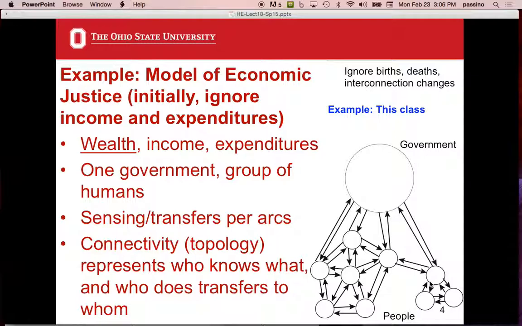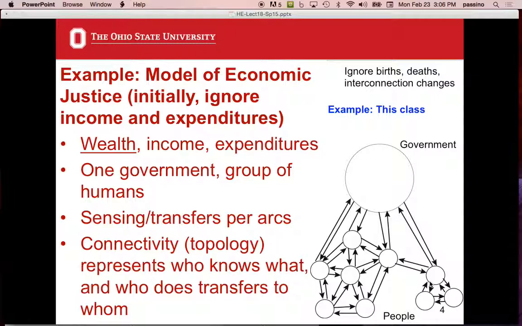I'm going to assume there's a government and a group of humans, and we're going to call sensing and transfers. I'll illustrate that in a moment. And there's going to be this notion of connectivity or topology, which represents who knows what about money and who does transfers to whom. So let's look at this diagram right here. I think of this as the government, and these are humans that are interacting with each other. The humans are the nodes. The arcs are either one of two things: transfers of money from one person to another, or they could also represent that I can sense how much money you have.